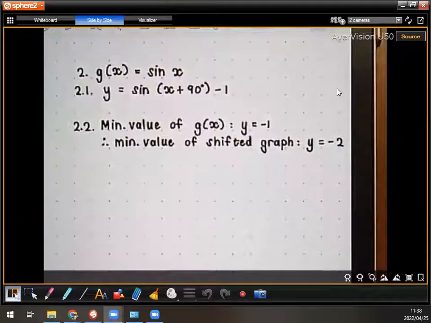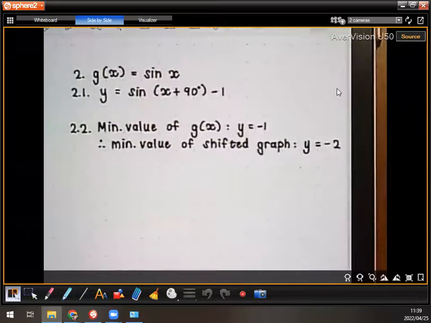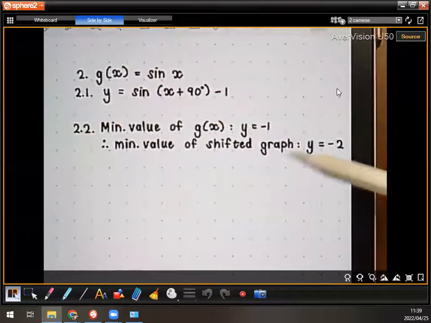So that one, the minimum value of the normal sine graph would be negative 1. So now when it's shifting 1 down, that makes sense that it's negative 2. Okay? So it's at negative 1, and now the whole graph is going 1 down. You don't have to write this. Your answer can just be y equals negative 2, a 1-mark question. That's all you need to write, y equals negative 2.